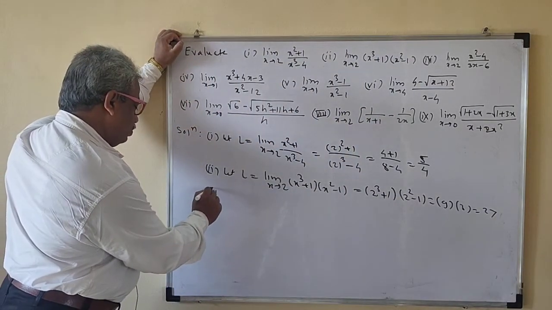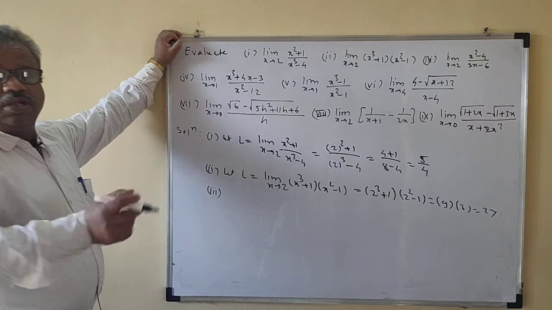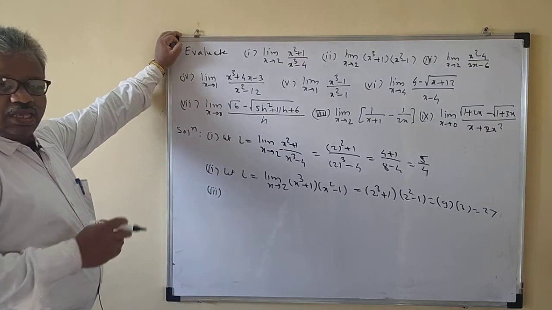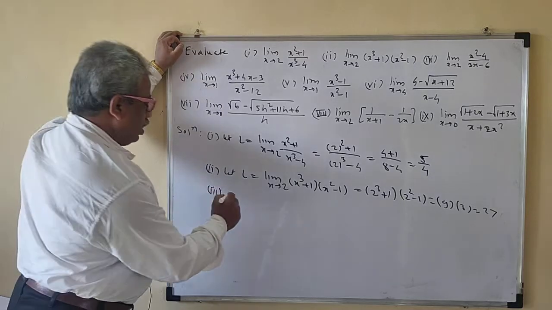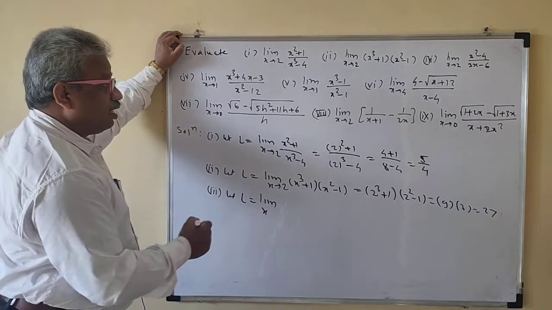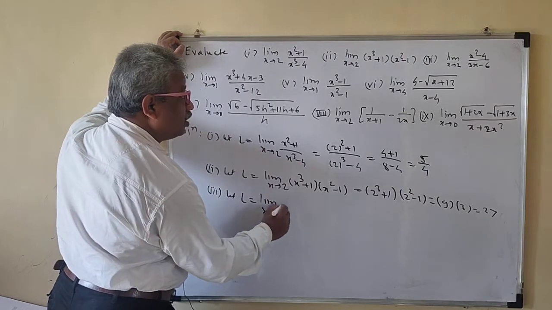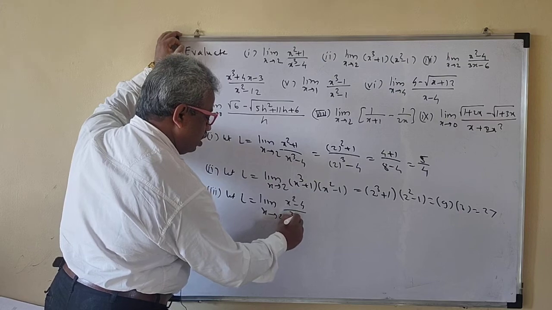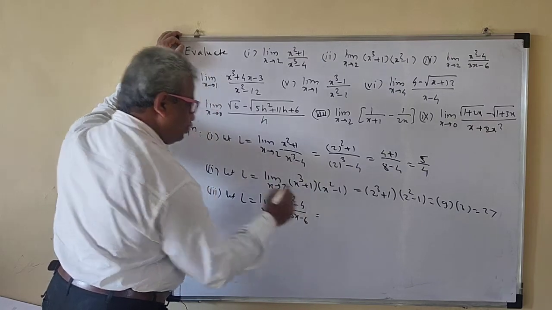Next, third problem. If it is not 0 by 0 form, directly you can put x equal to c, whatever it is given, in the function. So let n equal limit x tends to 2 of (x square minus 4) upon (3x minus 6).